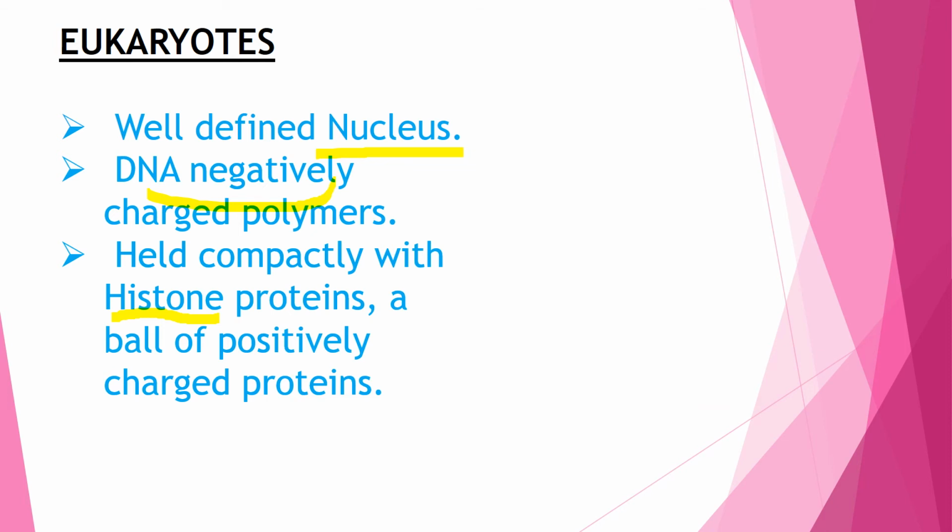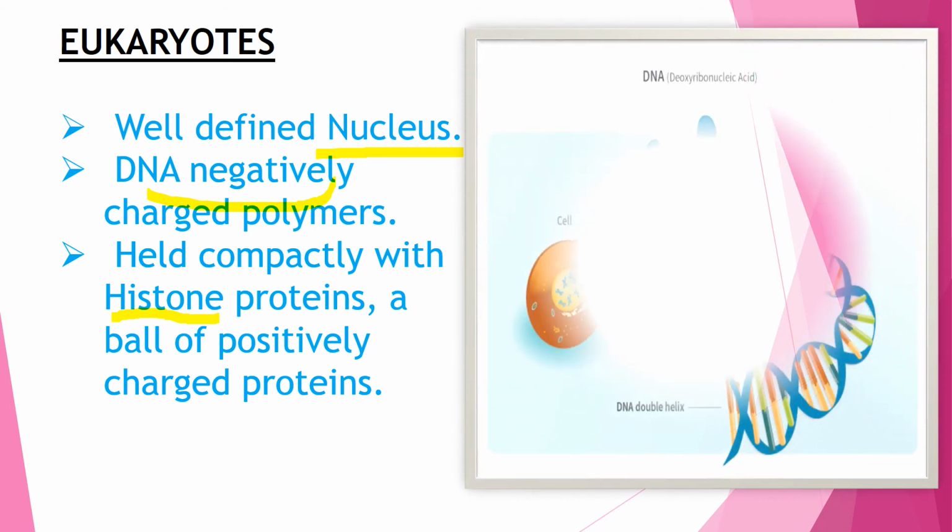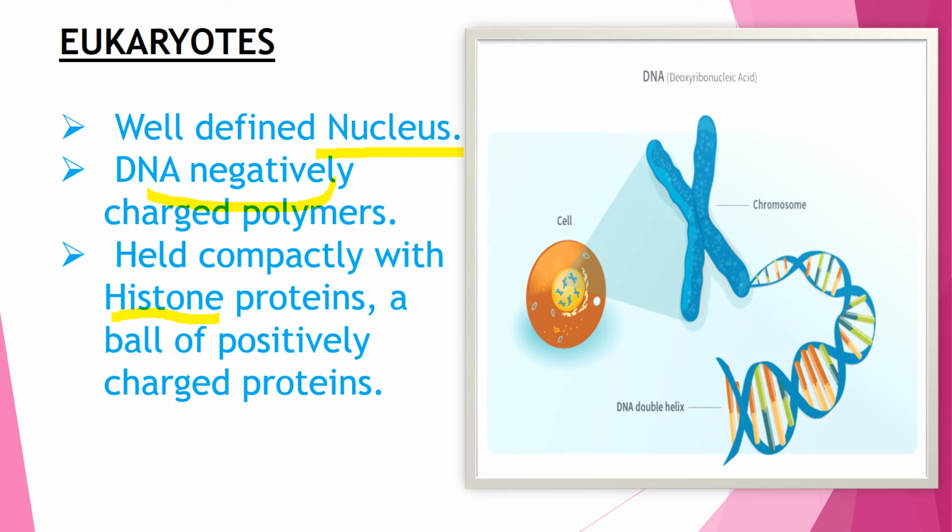Outside that there will be the DNA which is held together with these histone proteins, right? This is what you can see, a cell. Inside the cell there is a proper nucleus. You can see this is the proper nucleus inside which there is chromosome, and this is the chromosome in which the DNA is present, the genetic material is present, right?